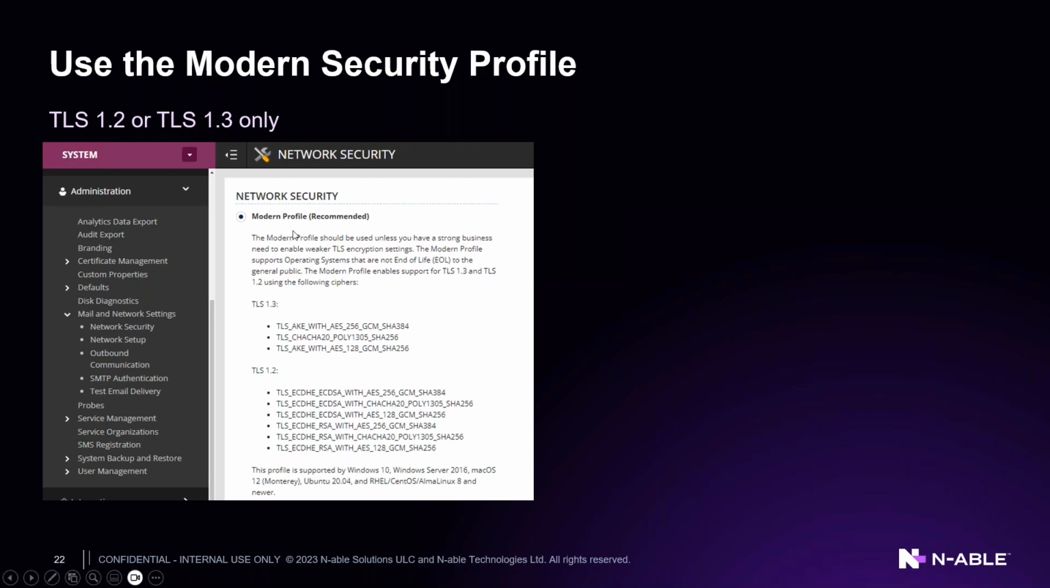So again, modern security profile, TLS 1.3, TLS 1.2 only. If you have someone running Vista, Windows 7, right? Not going to work in modern. This is where you have to get into migrations.